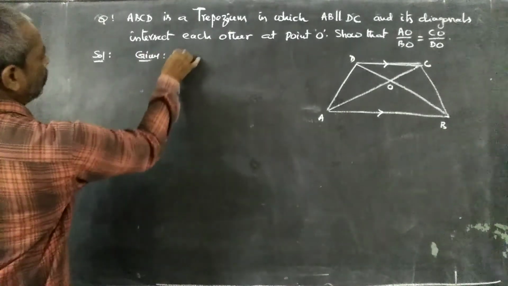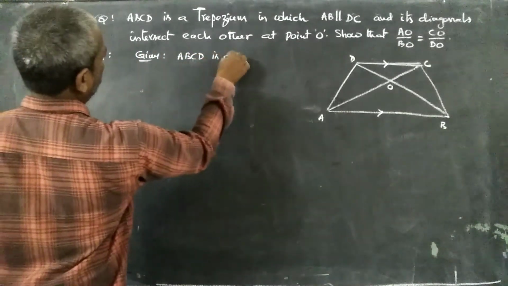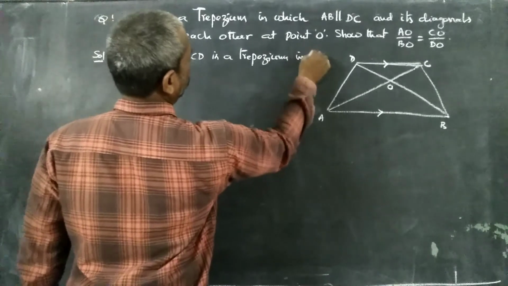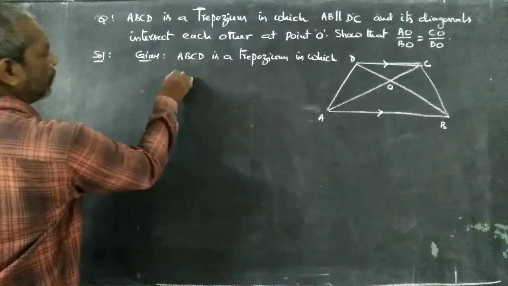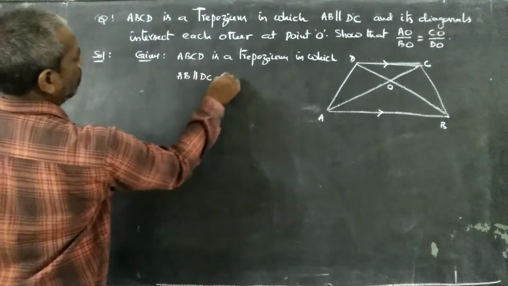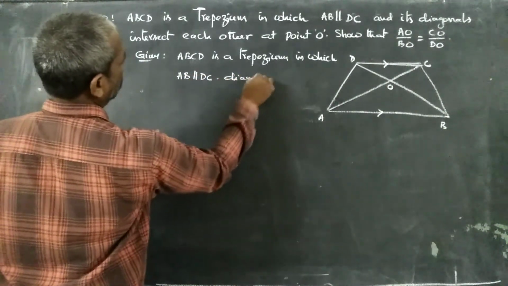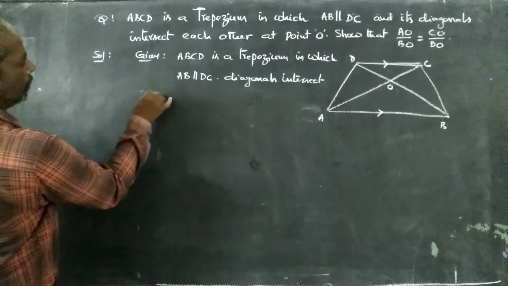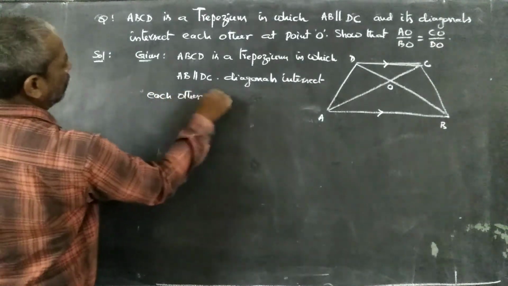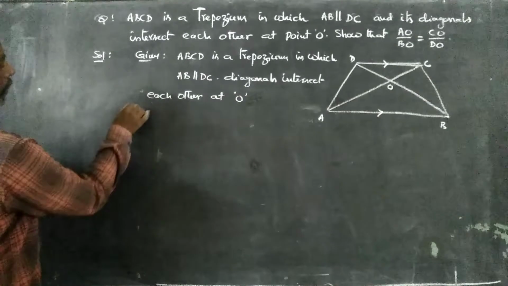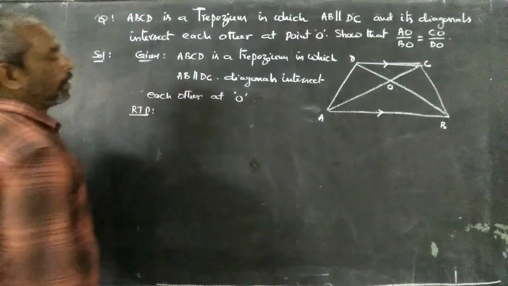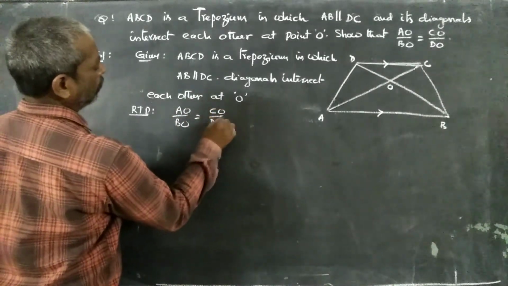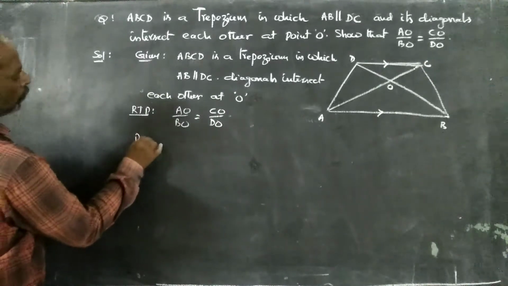Given ABCD is a trapezium in which AB is parallel to DC and diagonals intersect each other at O. Required to prove AO by BO is equal to CO by DO. Proof.